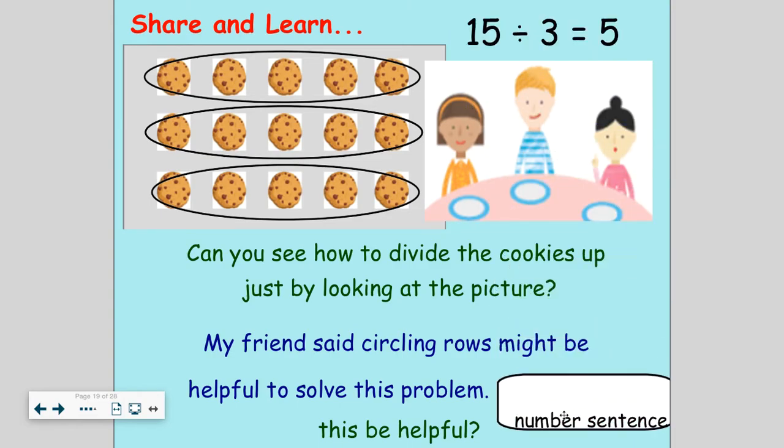We can see that 15 cookies shared between 3 children will give them 5 cookies each. For today's learning, you can look at the arrays and notice how many things are in each row to know how many things belong in each group.